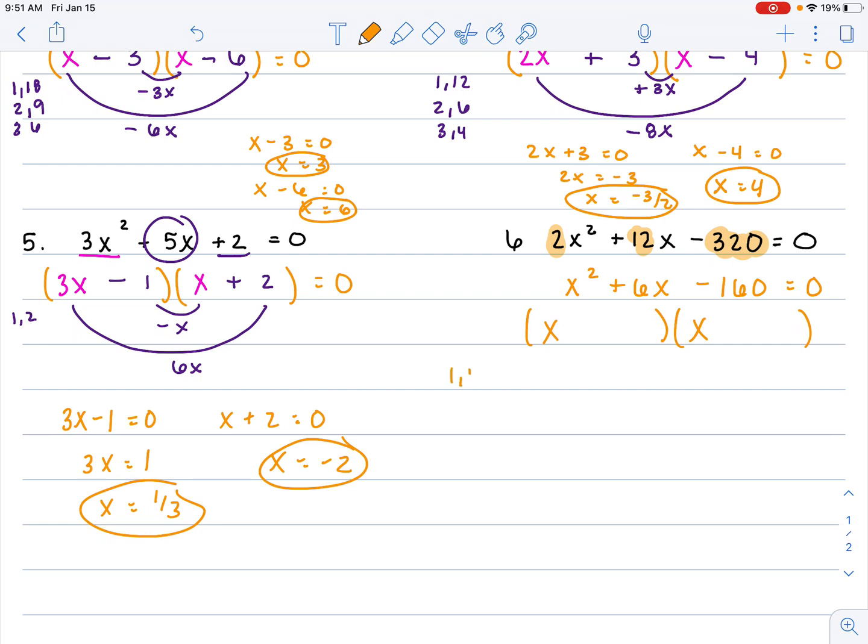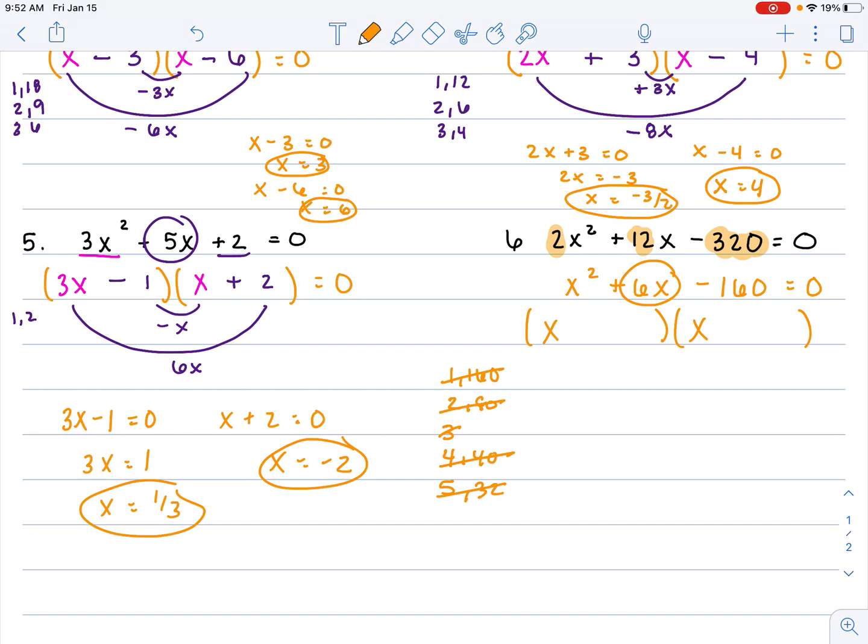So when you think of the multiples of 160, now that's a pretty big number, so let's think. We've got 1 and 160. I don't think that's going to help us get to that 6. I've got 2 and 80. I think that's still too big. I've got 3, doesn't go into it. 4 and 40, still too big. Does 5 go into 160? I think 5 does go into 160, 32 times. I think that's still too big, though.